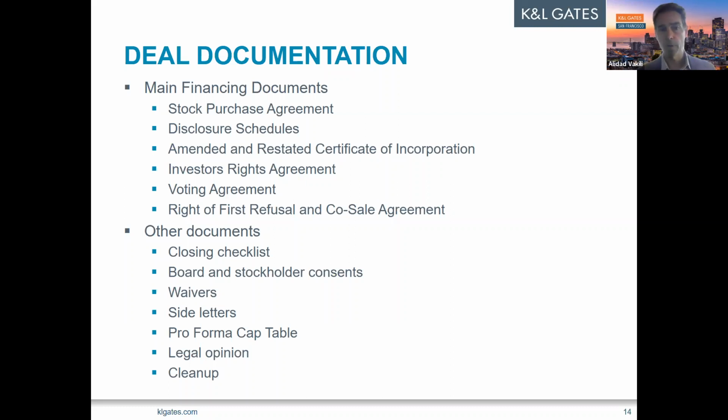The ROFR, we talked about the right of first refusal and co-sale. There's other aspects to that too, but that's sort of just a general flavor of the type of documents you'll see in a VC financing.